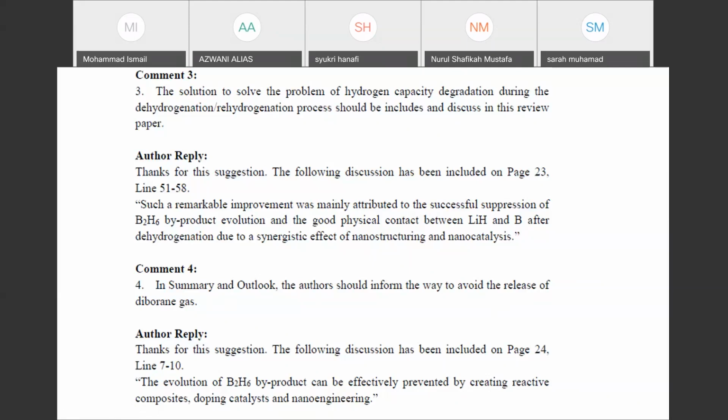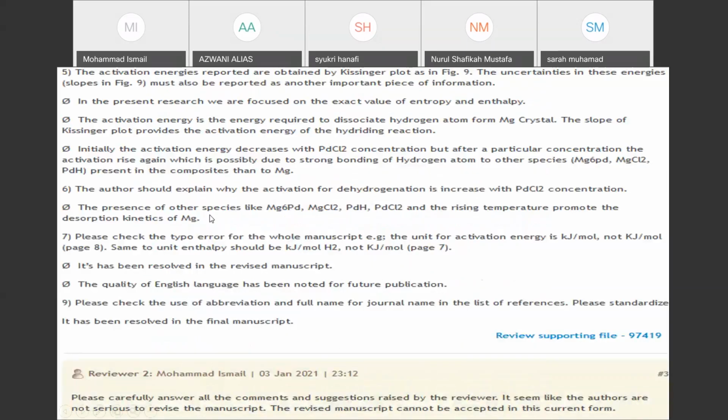Now I will show a quite rude answer from an author. The activation energy reported, blah blah blah, and then the author answers.